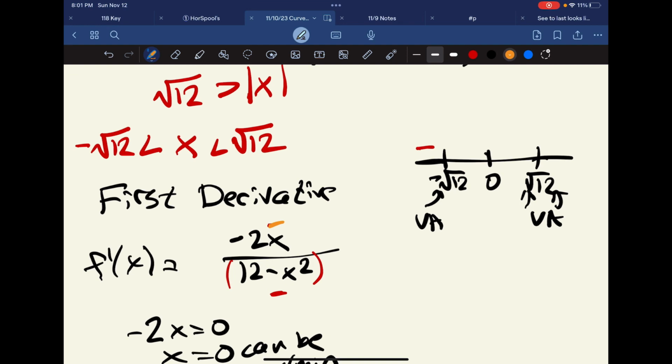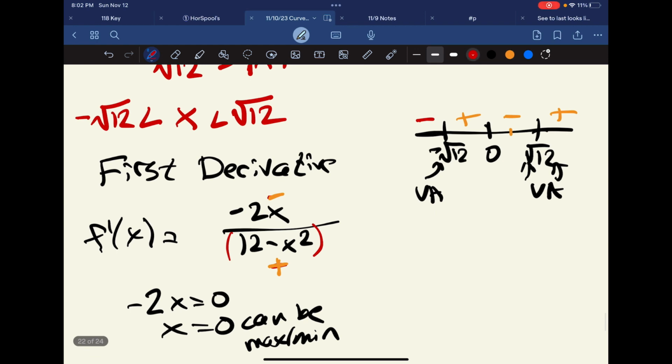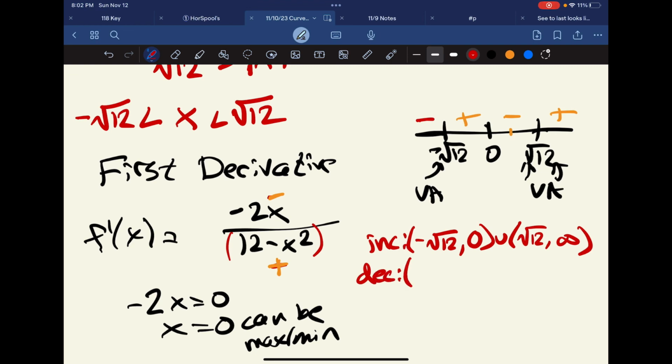Down here will be a positive, and so that'll be 2 negatives and 1 positive, which is a positive. Right here, that will end up being a negative, and then right here that will end up being a positive. Alright, great. So now we can say we are increasing from negative square root 12 to 0, and then again from square root 12 to infinity. And we are decreasing from negative infinity all the way up to negative square root 12, and then again from 0 to square root 12.